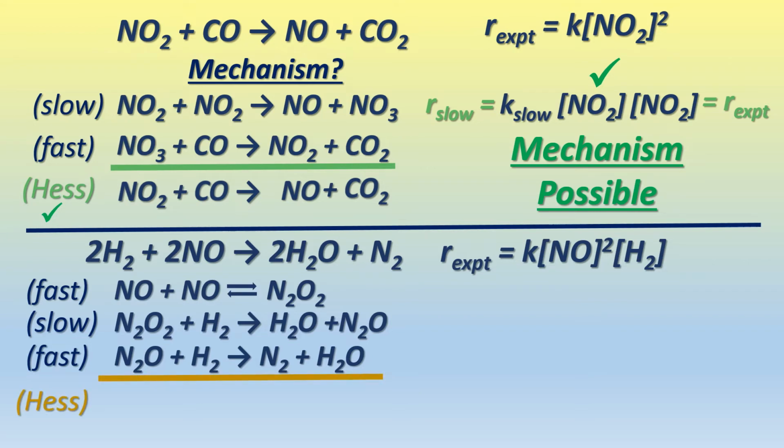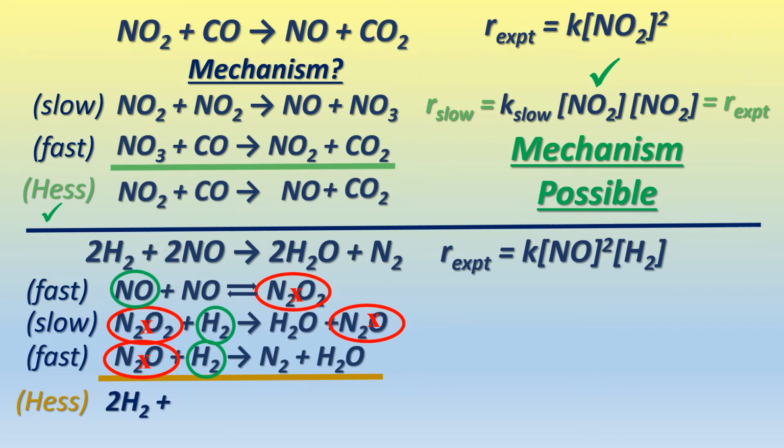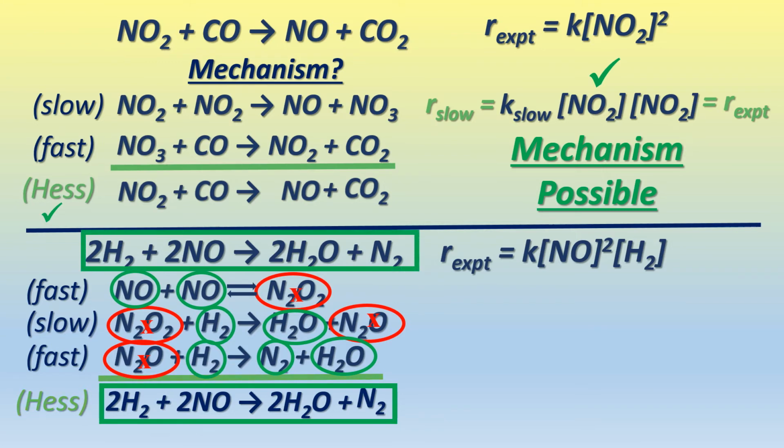So again, we check: does Hess's law apply? You'll notice N2O2 shows up on both sides of the arrows. N2O shows up on both sides of the arrow, so it cancels. On the left side, I have one hydrogen and one hydrogen, which is two hydrogens. One NO and one NO is two NOs. One water and another water, two waters, plus nitrogen. This result matches the original equation, so Hess's law applies.